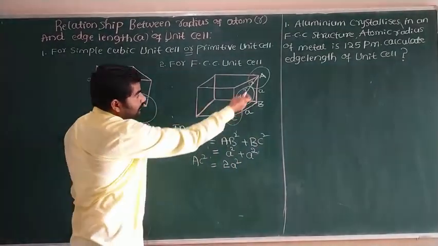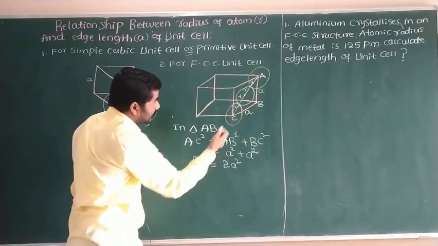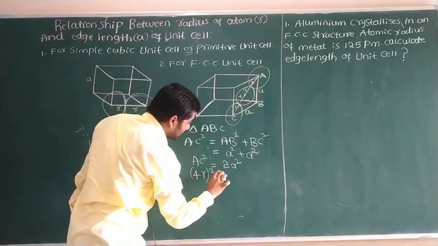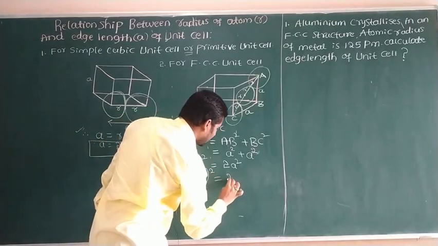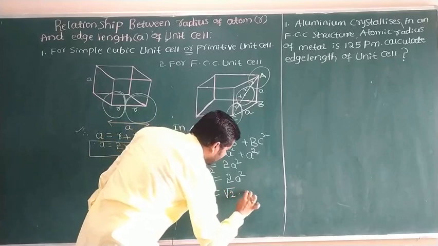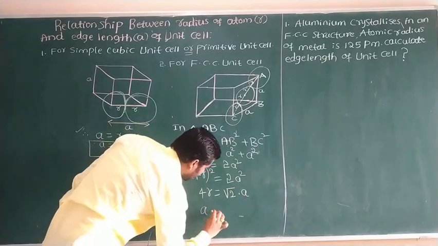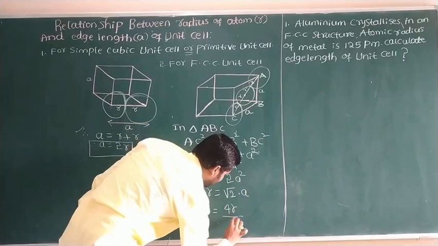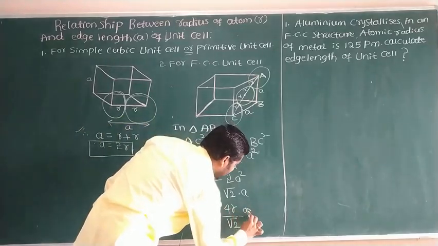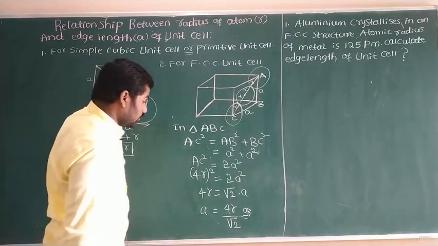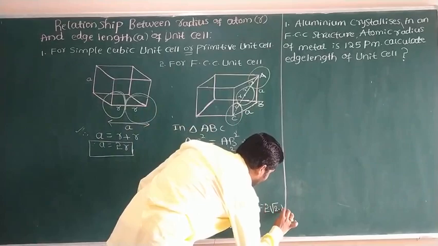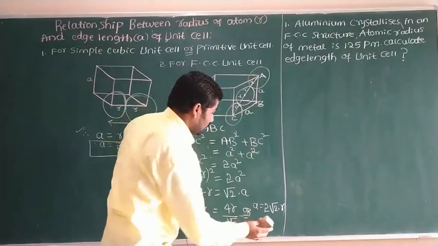Correct. What is the value of AC? This is the face diagonal. AC equals R plus R plus R plus R, that is 4R. AC square is 4R square. 4R square equals 2A square, or 4R equals root 2 into A, or on rearrangement the value of A equals 4R divided by root 2. Therefore value of A equals 4R by root 2. This 4R by root 2 can also be written as 2 root 2 into R. Therefore value of A equals 2 root 2 into R.